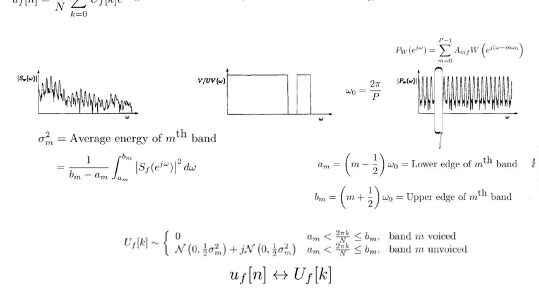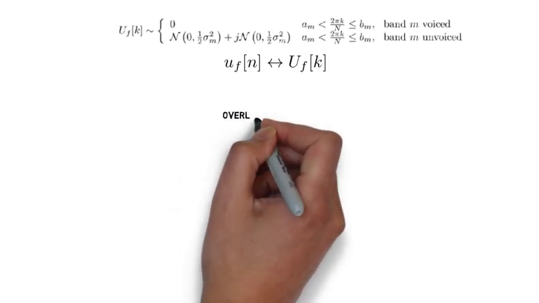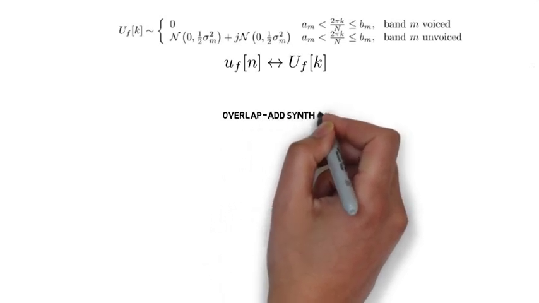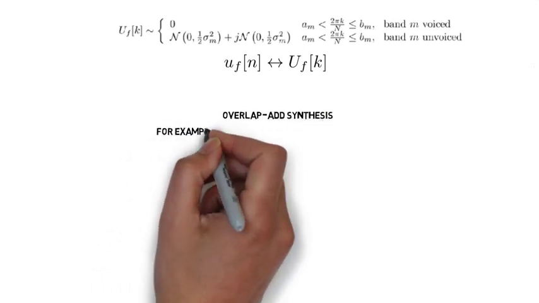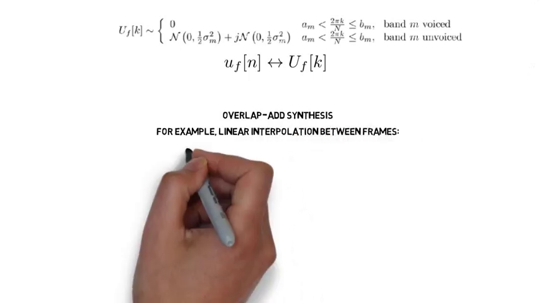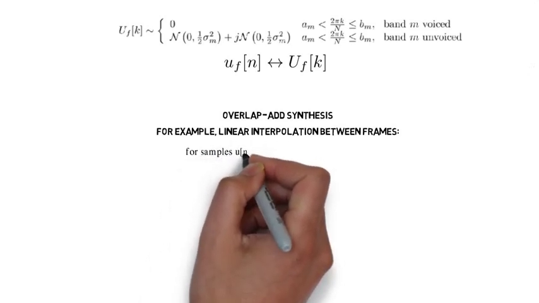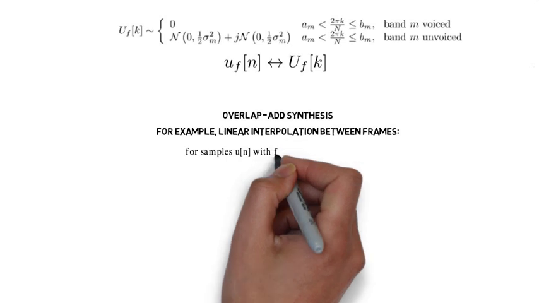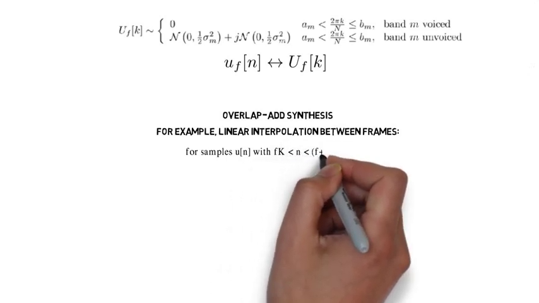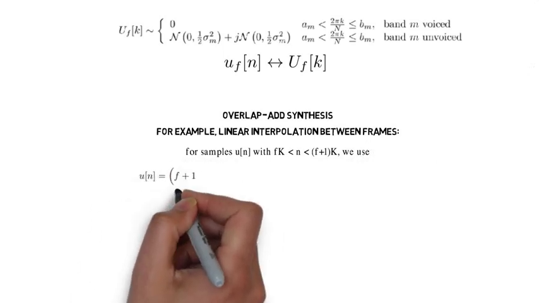And then we have to go from these frames of speech, somehow we have to generate the continuous speech signal that we'll use for synthesis. And we do that using an algorithm called overlap add synthesis. And I'm not going to go into more detail here, but let me talk about linear interpolation between frames. So for example, for the samples U of n that are in the F frame, that is, they're between the timestamp F times capital K up to the timestamp F plus 1 times capital K, we just linearly interpolate.